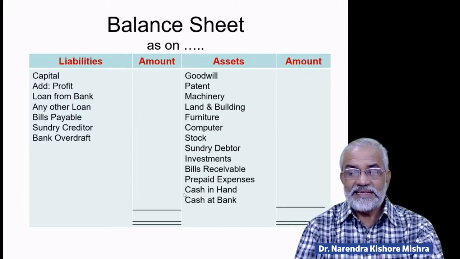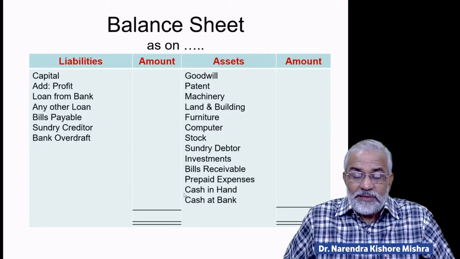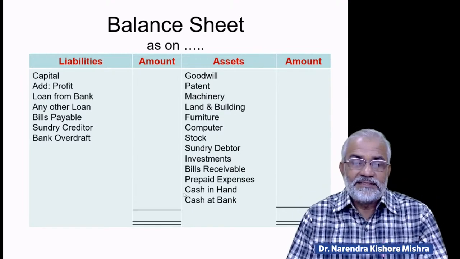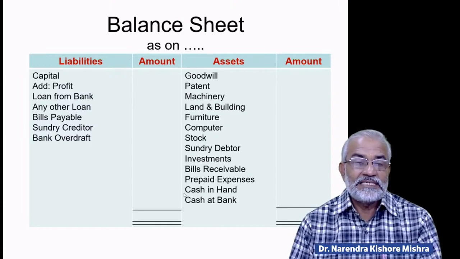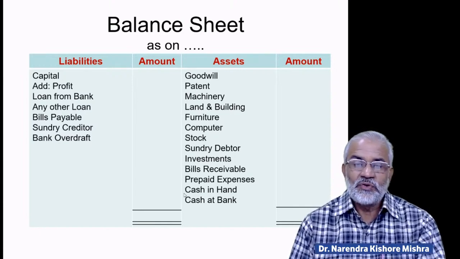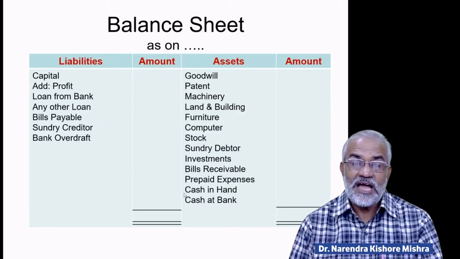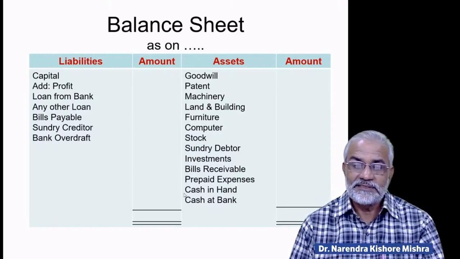Then cash in hand, cash at bank. All of them are current assets because they fulfill the first condition of becoming a current asset, that means easy convertibility into cash. Whenever we have any bank balance in our bank account and we withdraw that, the bank balance is being converted into cash. So ready or easy convertibility into cash is the first criterion of becoming a current asset.